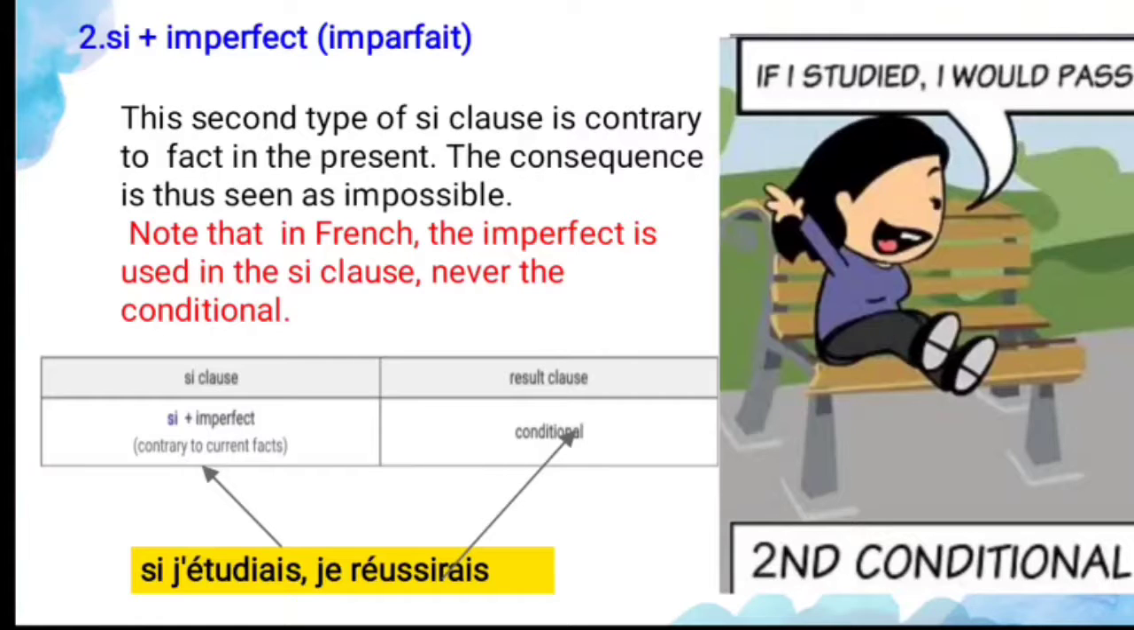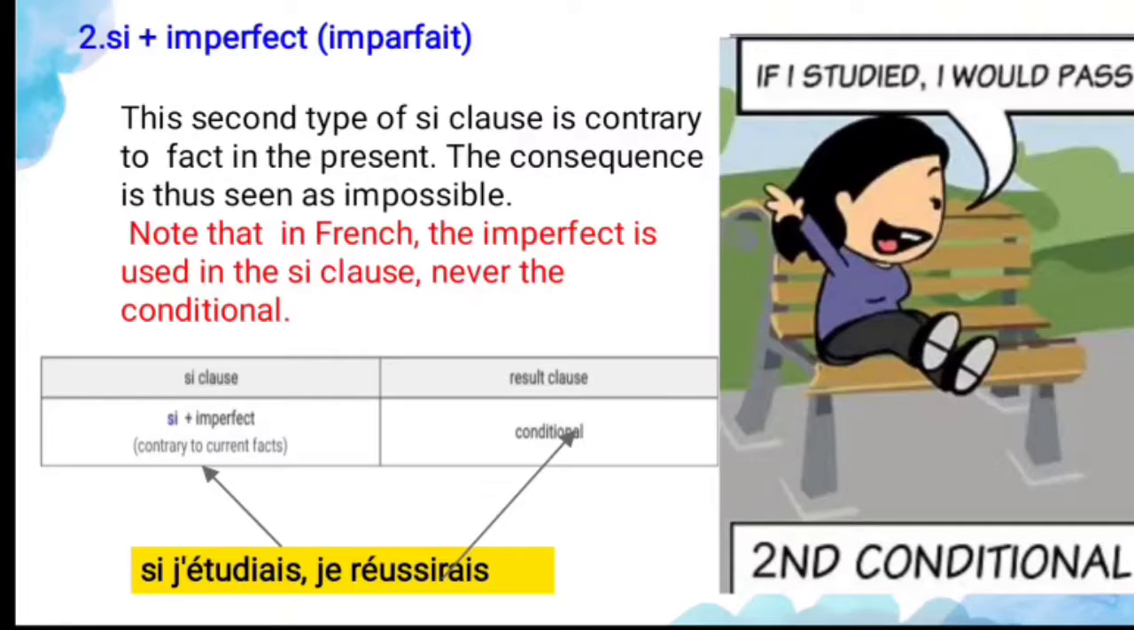What does impossible mean? Not able to be done. See that tabular column. Si class is what? Si plus imperfect, that is contrary to current facts, that is what is happening now. And the result class is what? Conditional present. You have to use the conditional present only. One you have to use the imperfect tense, and the other you have to use the conditional present tense. This is the second type of si class.